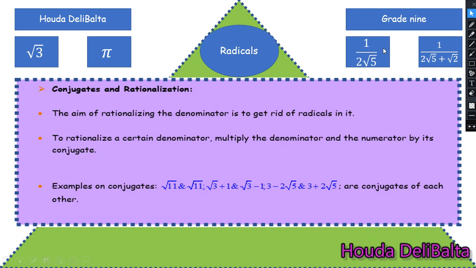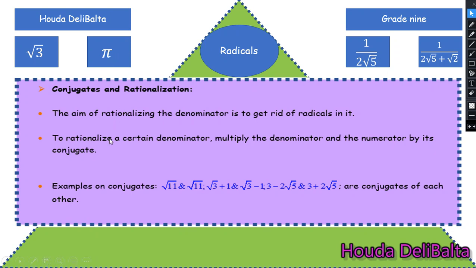You see those signs following us from the start of the presentation. You see here in the denominator there is a radical, as well as here. So the aim of this idea is to get rid of radicals from the denominators, and that's what we mean by rationalizing the denominator. So rationalizing the denominator is to get rid of the radicals in it, to make it a rational number and not with radicals.